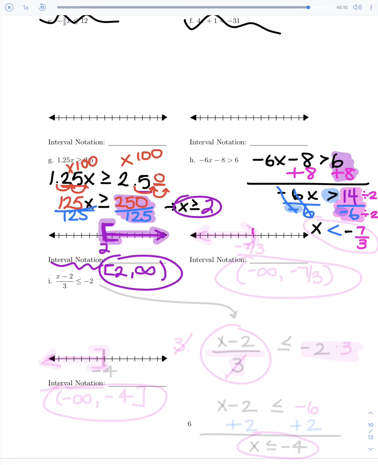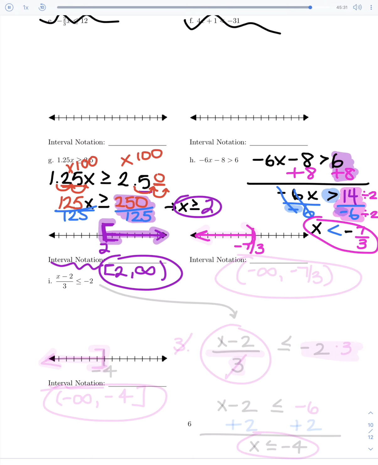We need to still graph it. So here's negative 7/3 somewhere in our graph. We had a less than symbol, which means it should be pointing to the left. The fact that it's a less than, not a less than or equal to, should mean I'm having parentheses, not a bracket.